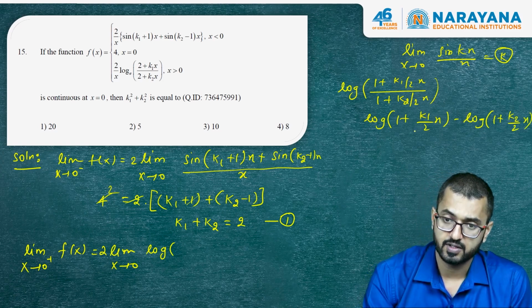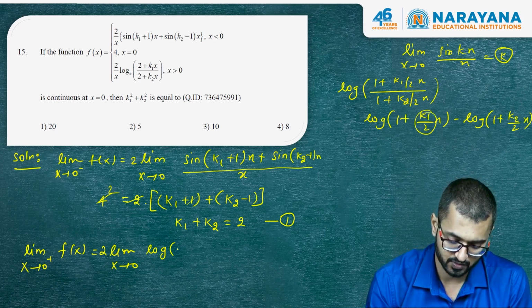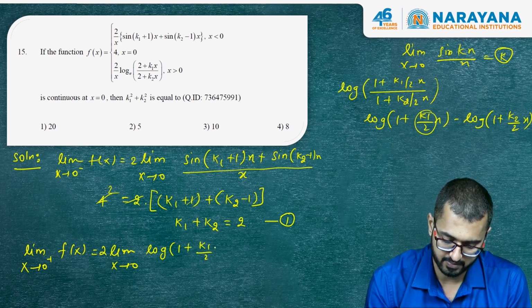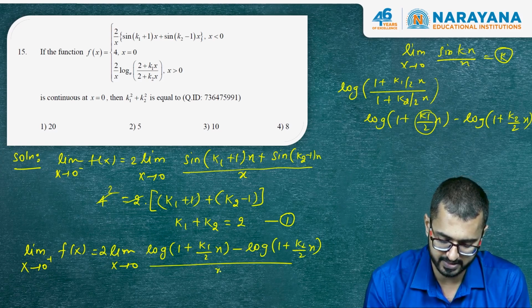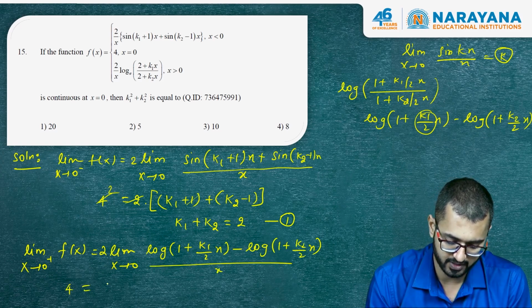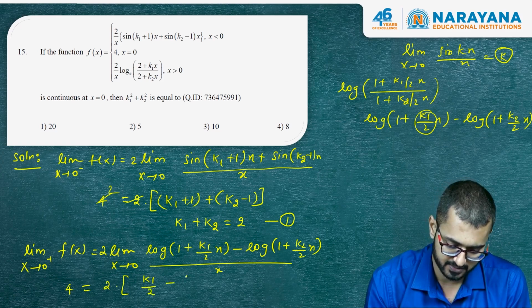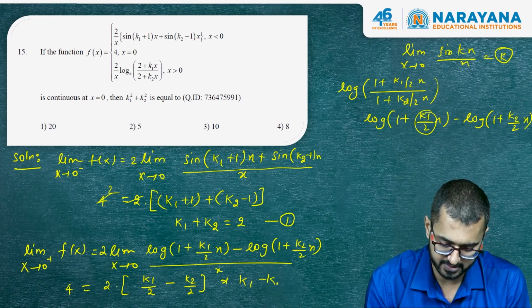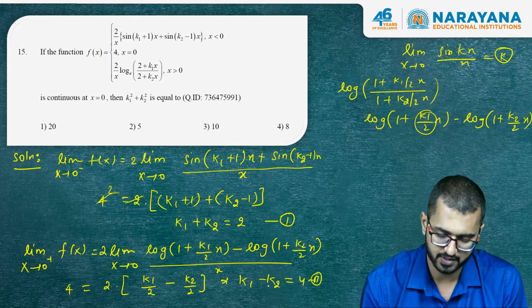This we know directly, it's again the standard log of 1 plus x, so we have to write the constant. So we can write the limit directly like this: log of 1 plus k1 by 2x minus log of 1 plus k2 by 2x, over x, will give me, again, 4 will be equal to 2 times this we have here, k1 by 2 minus k2 by 2. So from here I'll be having k1 minus k2 is equal to 4. So this is my equation 2.